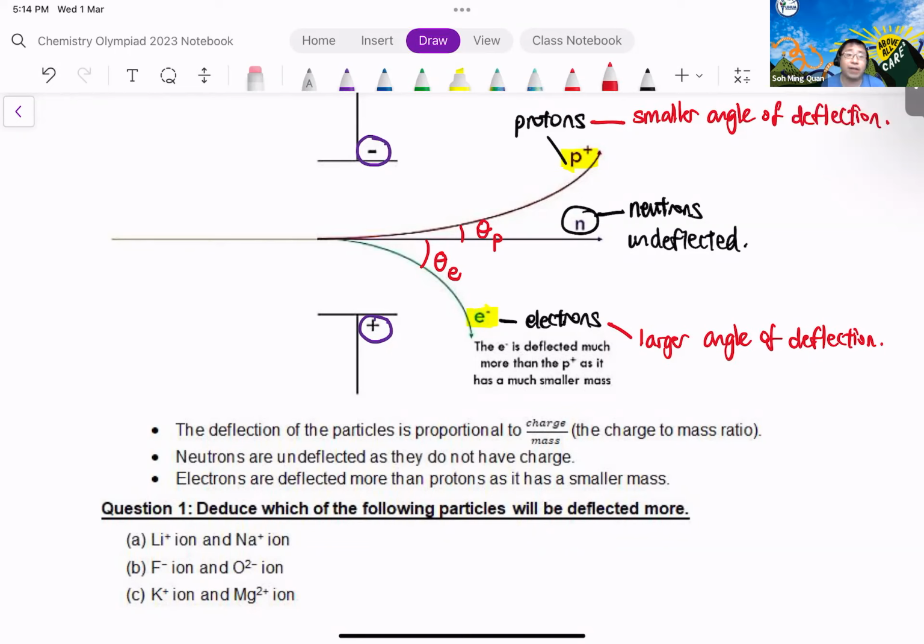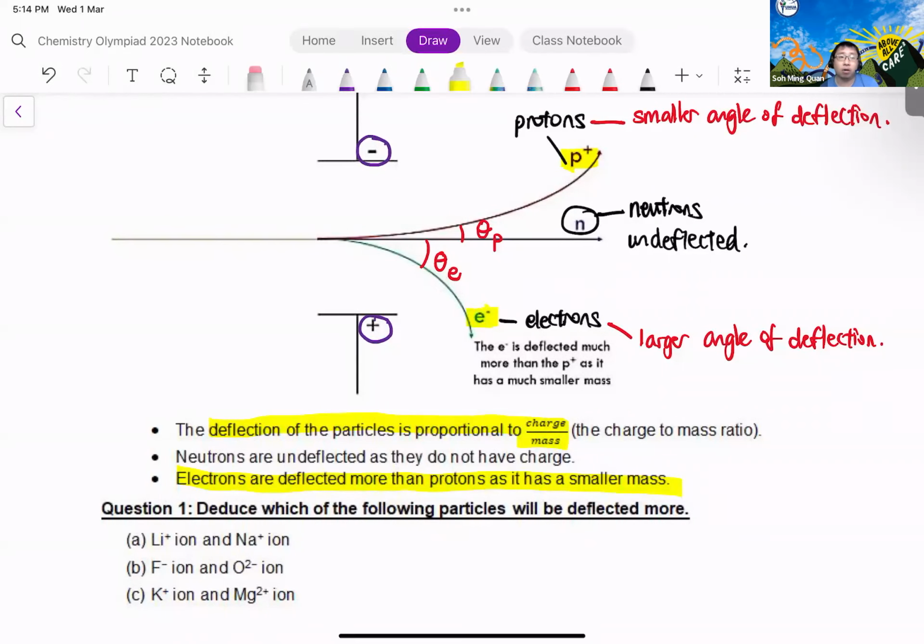So what is this deflection due to? This deflection is proportional to the charge to mass ratio. What this means is that electrons have a smaller mass than protons. So electrons will be deflected more than protons as electrons have a smaller mass.